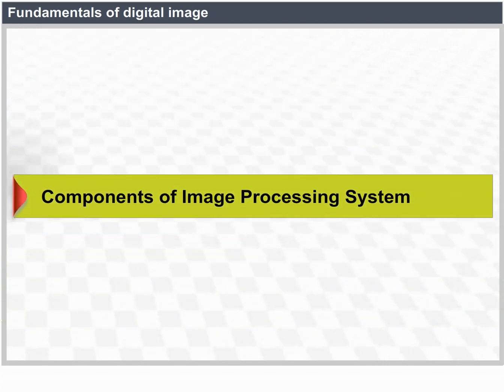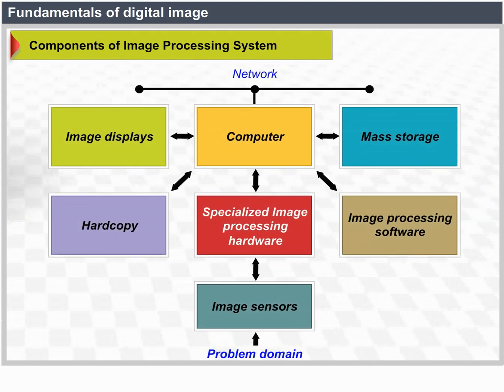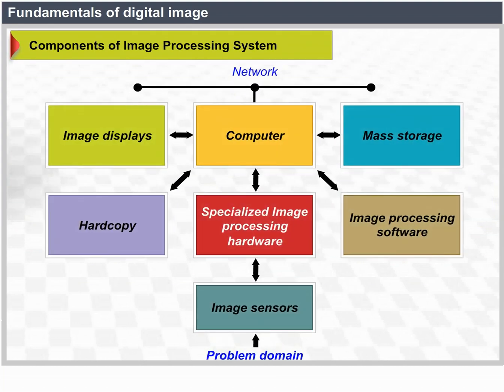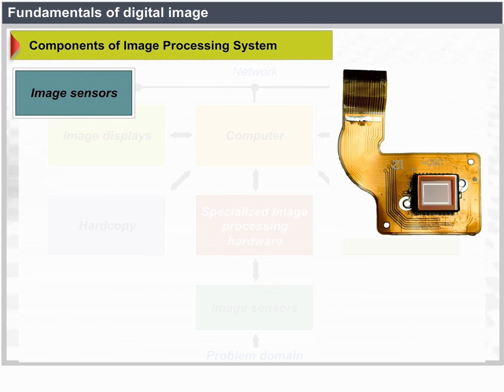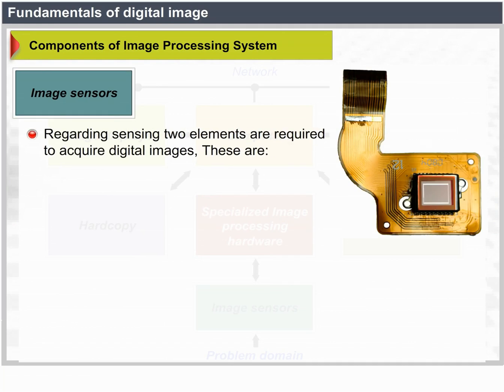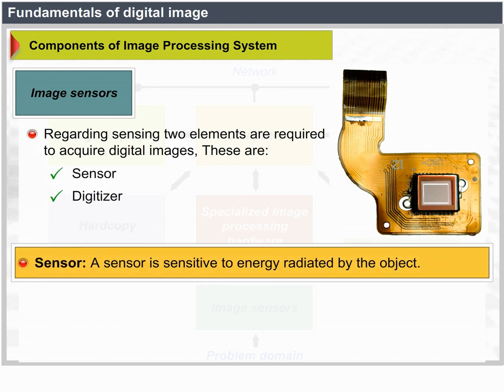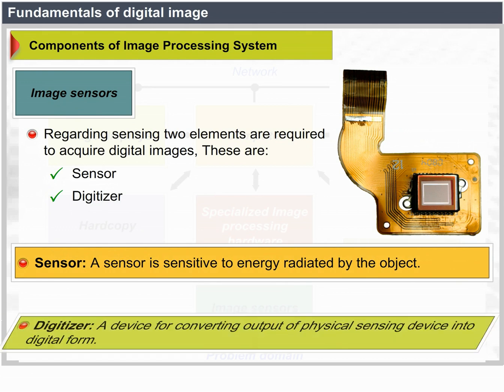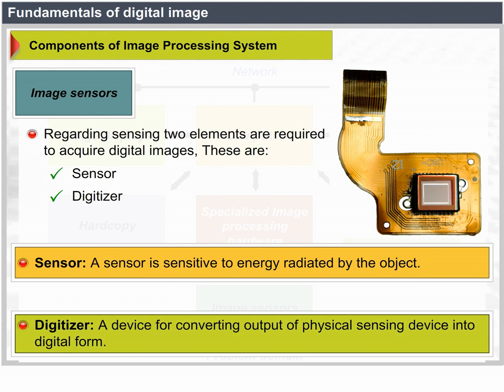Components of image processing system. Please view the diagram. Image sensor. With reference to sensing, two elements are required to acquire digital images. These are sensor and digitizer. Sensor: a sensor that is sensitive to energy radiated by the object. Digitizer: a device for converting output of physical sensing device to digital forms.